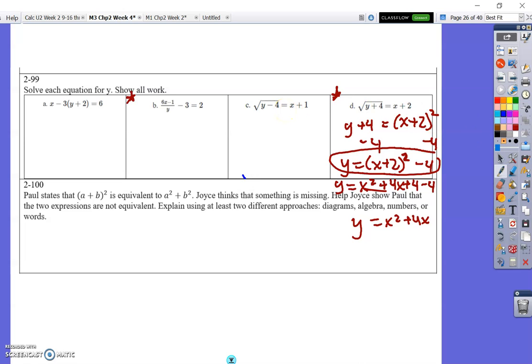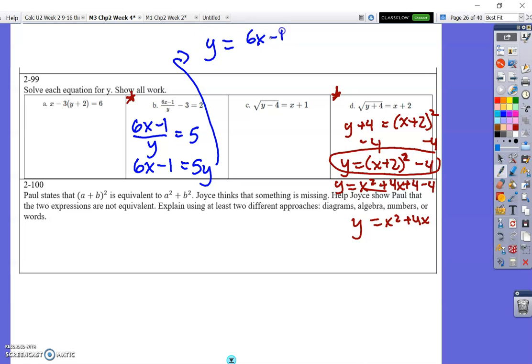And so this one's really tricky because of the y in the denominator. Makes it very annoying. So I'm going to start by moving the 3. So I've got x plus 1 over y equals 5. And I'm going to times both sides by y. So 6x minus 1 equals 5y. And then I'm still trying to get y alone. So now I'm just going to divide and y will be alone. Moving up here so I don't write on the problem below it. y equals 6x minus 1 over 5.